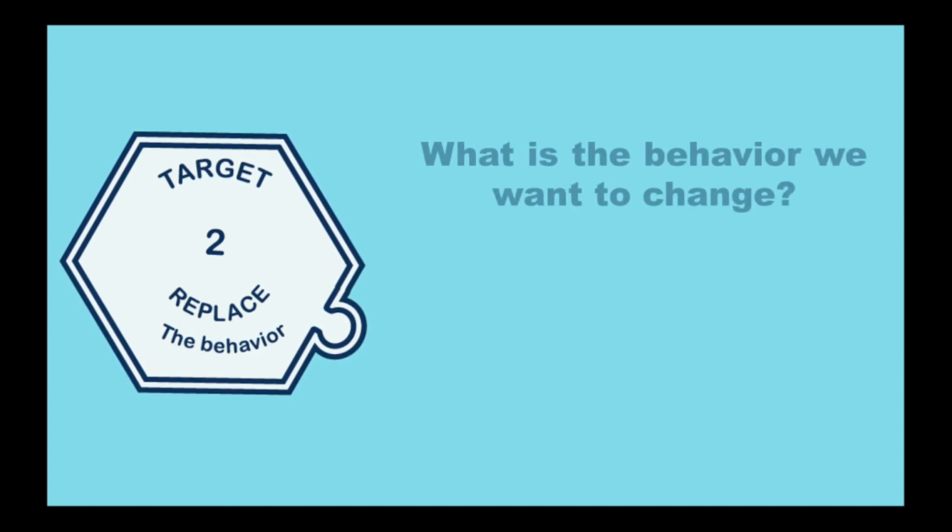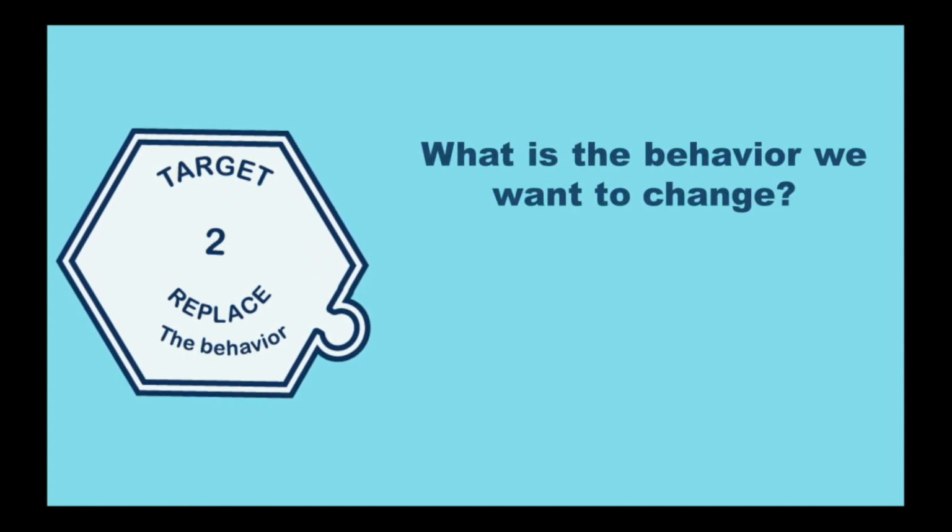The next thing that we talk about in the summary statement is the target behavior, or the behavior that we would like to target for change. And then we have to replace the behavior. So we can't just tell the kid to be good. We can't just tell them to stop, quit, don't, or no.